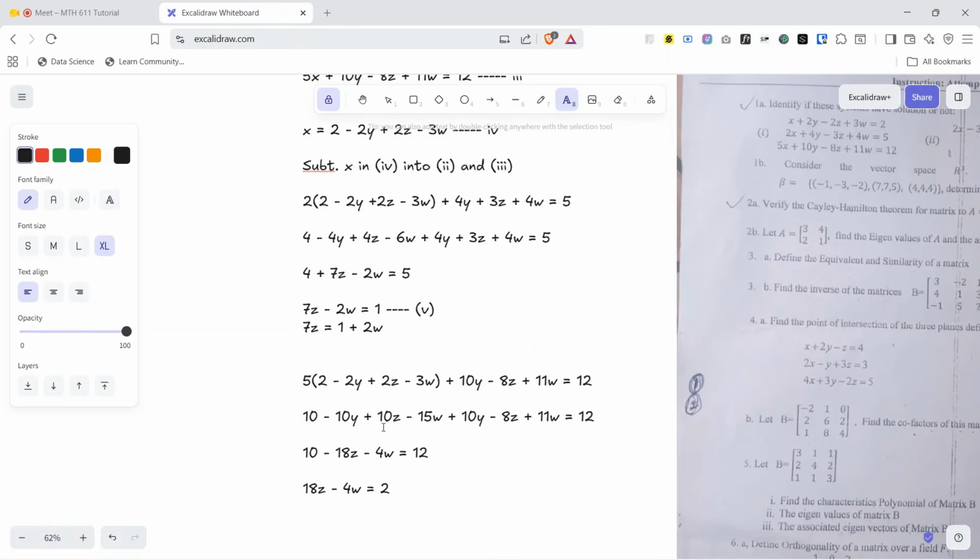So that would mean 10z minus 8z would be 2, not 18. So this would be 2z. Wait, sorry, yes, this would be 2z. I want to confirm. Okay, this would be plus 2z, yes, plus 2z minus 4.